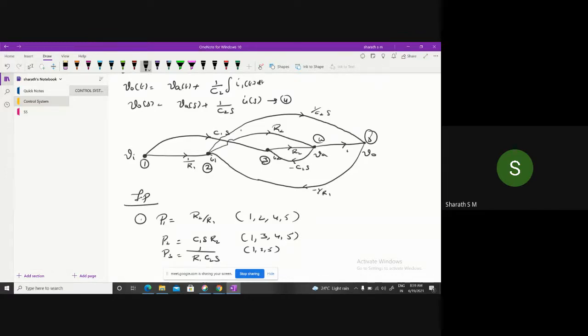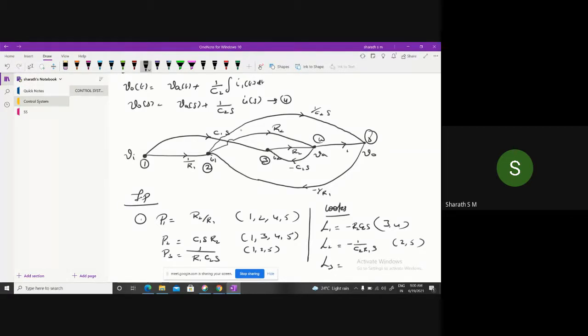What about loops? 3 to 4 and 4 to 3. Yes, 3 to 4 and 4 to 3. Gain is minus R2 C2. What about the second one? 2 to 5 and 5 to 2. 2 to 5 and then 5 to 2. That is minus 1 over C2 R1.